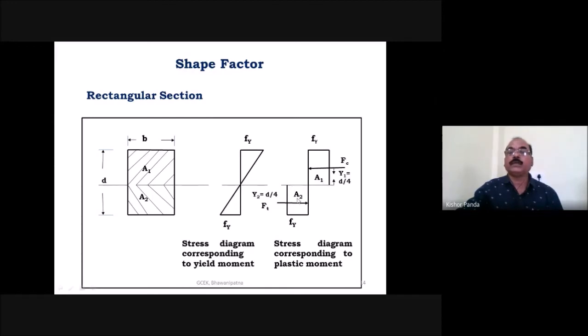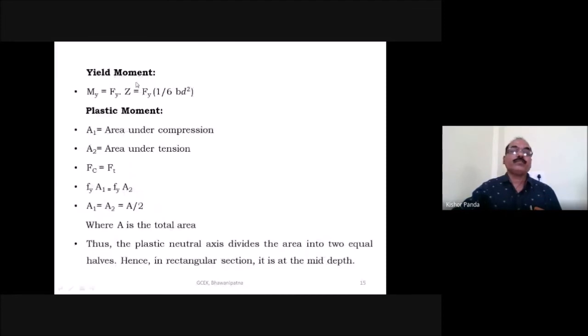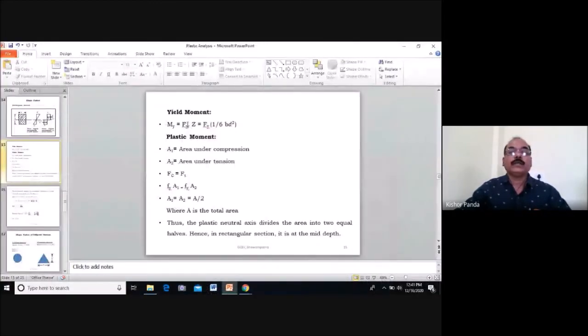Here A1 and A2: the area of the compression side is A1, and the area of the tension side is A2. And this is the yield stress Fy. This is D by 4, the centroidal axis from the neutral axis, and this is also D by 4. So here you know the yield moment is equal to My equals Fy into Z, bending stress into the section modulus.